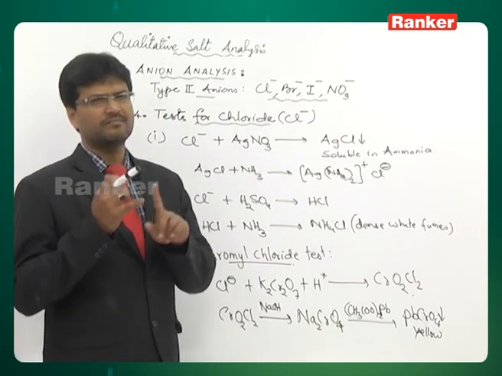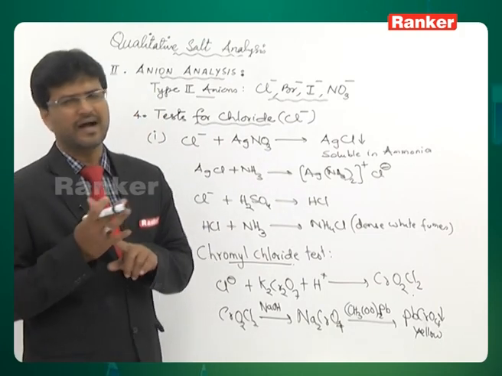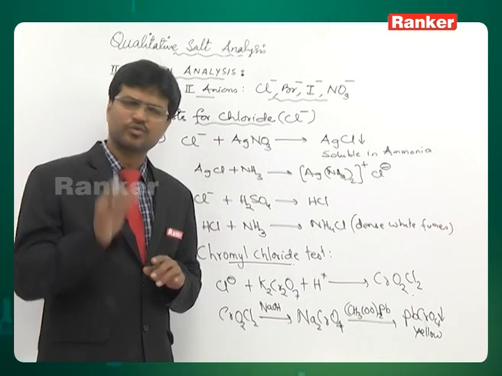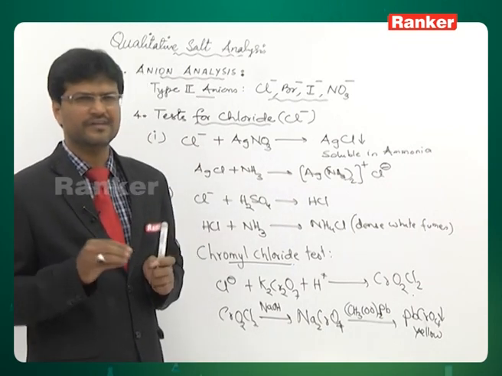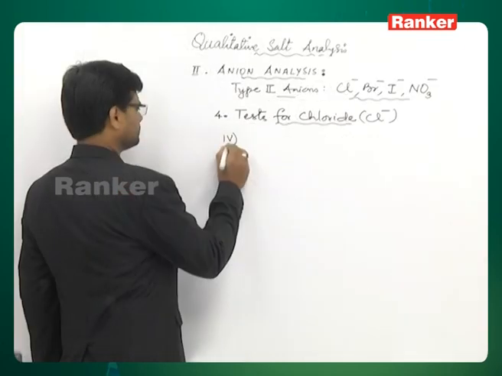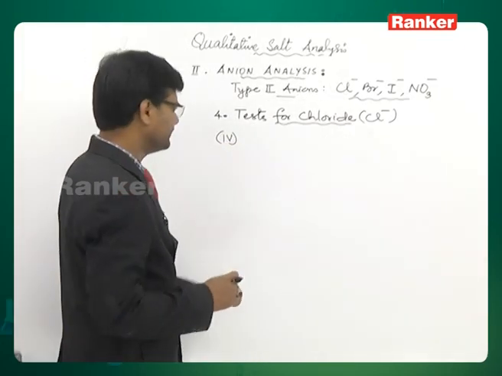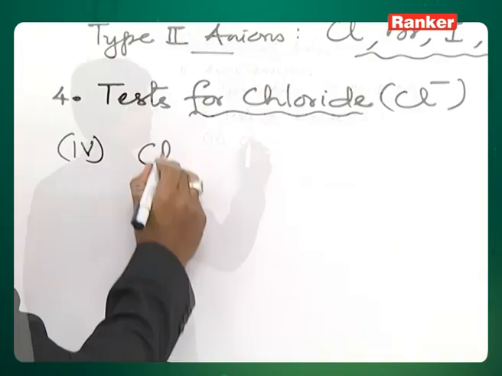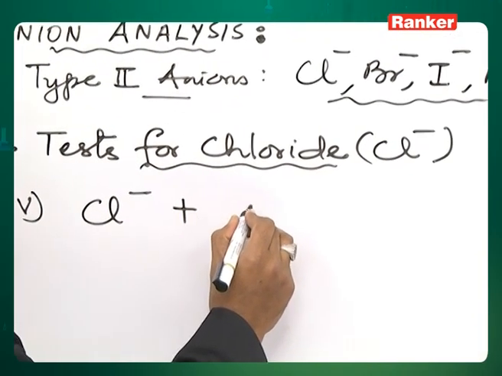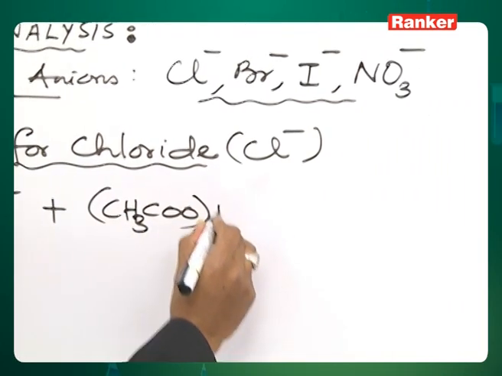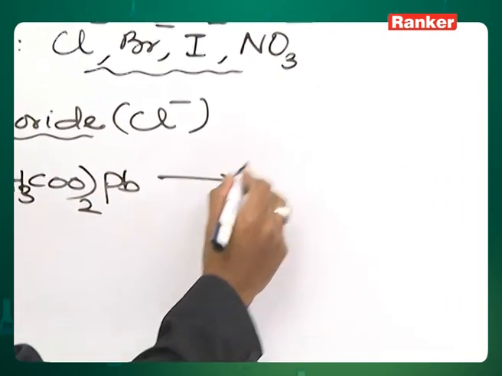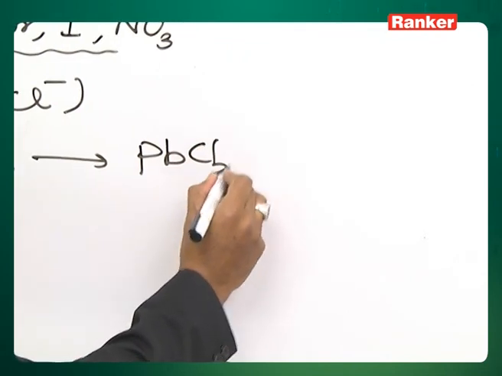Please remember, mercury, silver and lead chlorides do not give the chromyl chloride test because they do not produce sufficient amount of chloride ions in aqueous solution. Another test for chloride is this one. It is treated with lead acetate. You get a white precipitate of plumbous chloride.